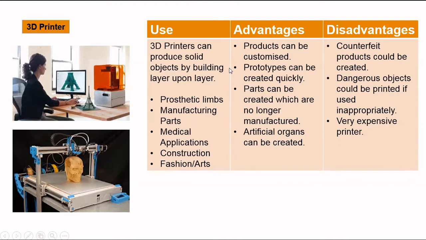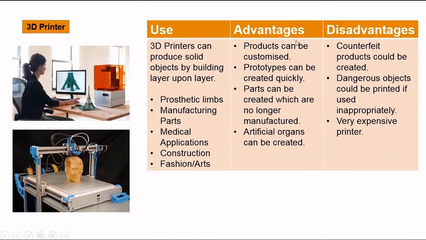Where might you need this? In many applications. To make prosthetic limbs. So, for example, someone has lost an arm or a leg in an accident and they want to make a limb, or any manufacturing parts. It's got lots of medical applications. So, 3D printers can be used to print out ears and noses and so on. It's used in construction to create certain parts and fashion also.